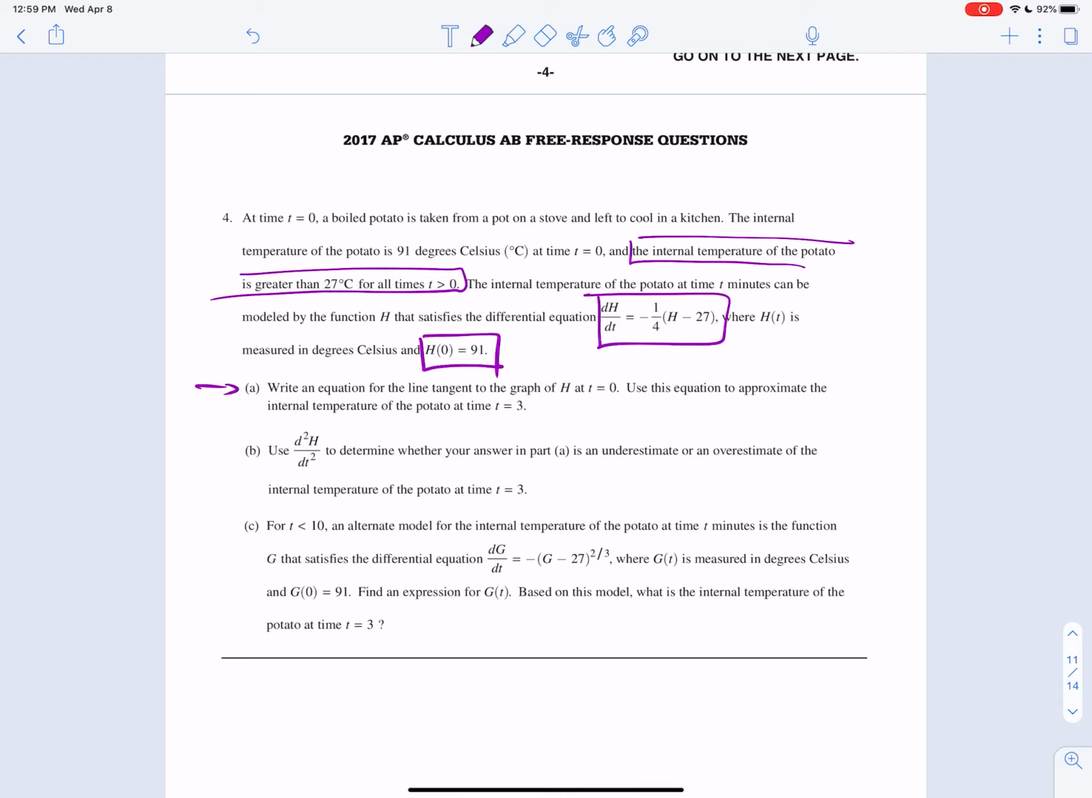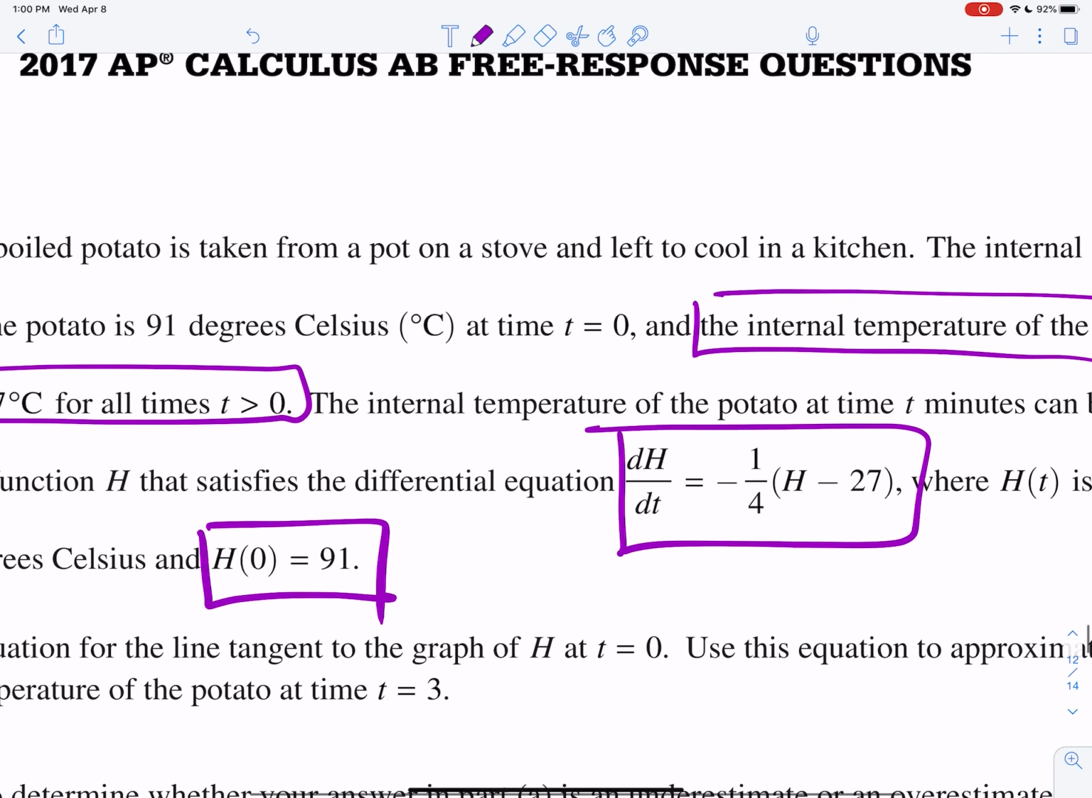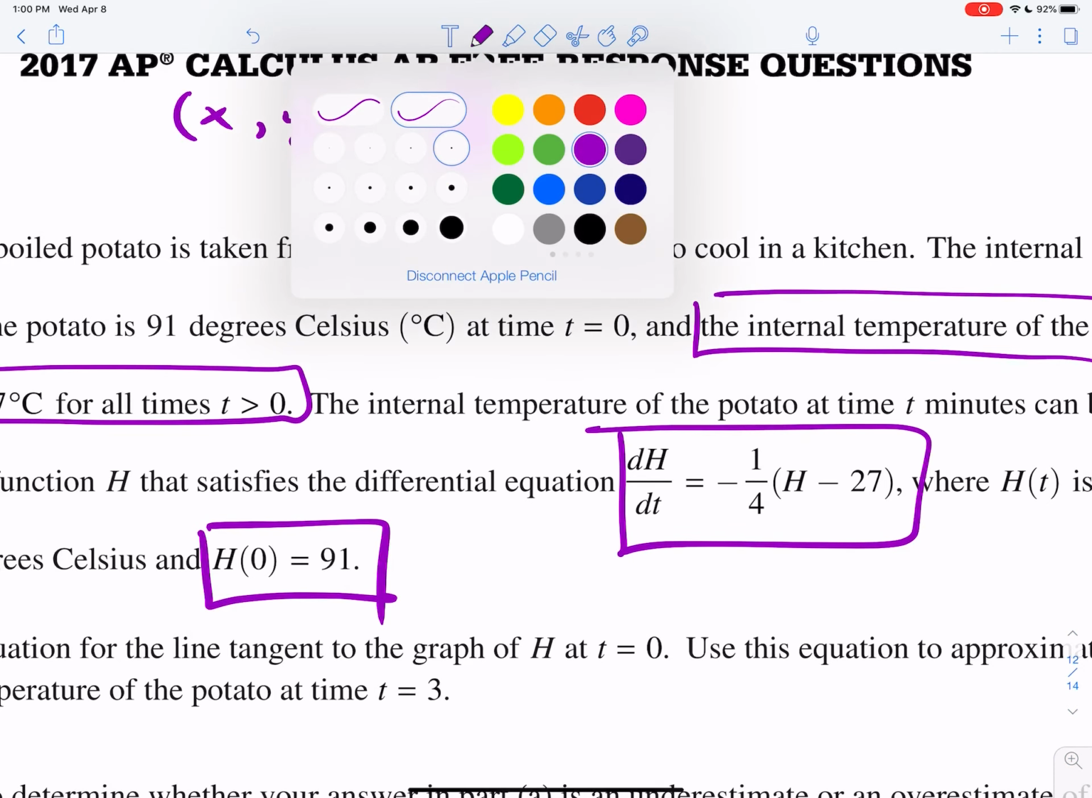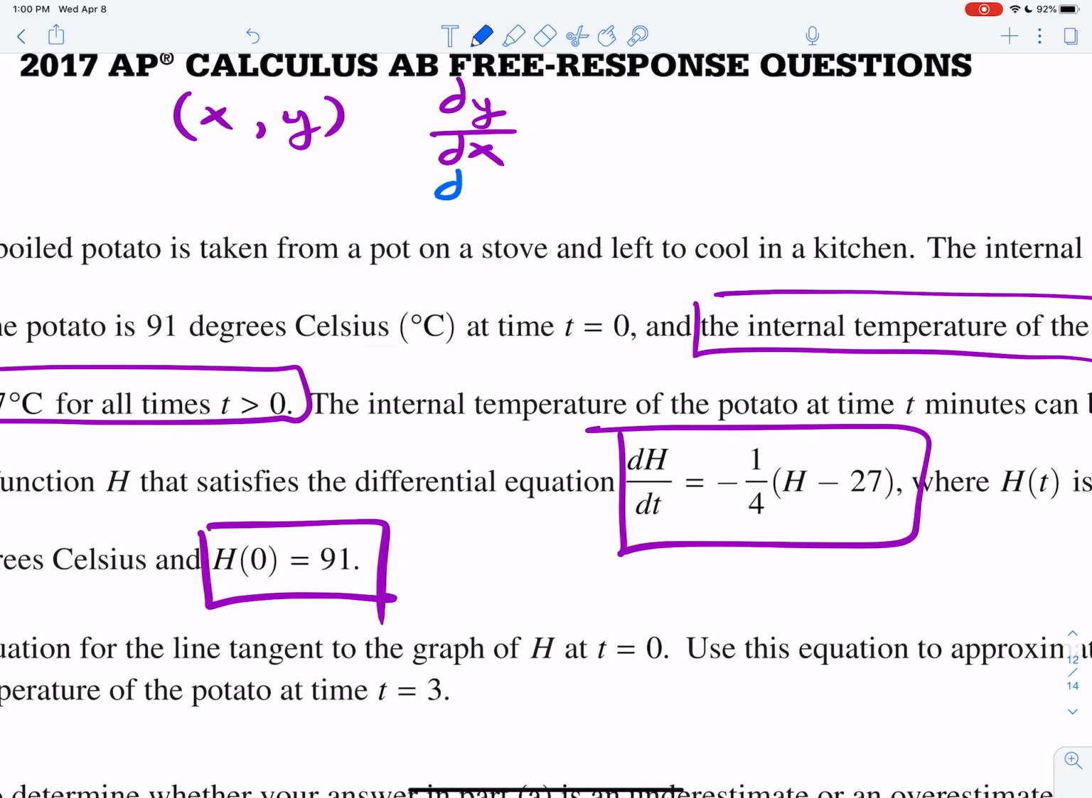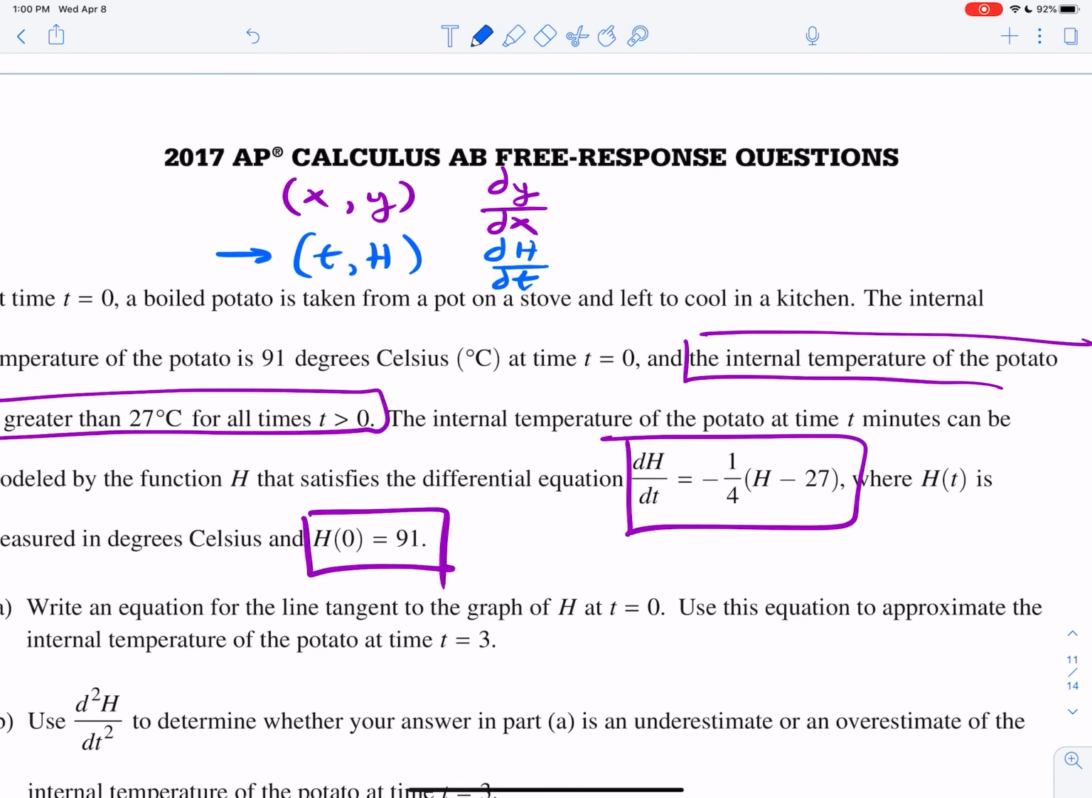Part A, equation of a tangent line. You need a point and a slope. First off, people tend to get a little bit stir crazy because there are no x's and y's. People will freak out. So here's what I generally do. We normally write things as x comma y, and in regards to slope, we have dy dx. Notice how instead of dy dx, we have dh dt. So really our point should look like t comma h. I usually do that first.